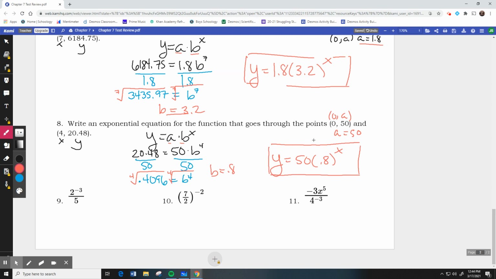All right, and then my last few examples. Remember, we practiced a lot with exponents, negative exponents. We were talking more about them this chapter. So I have a few for you to practice with that.